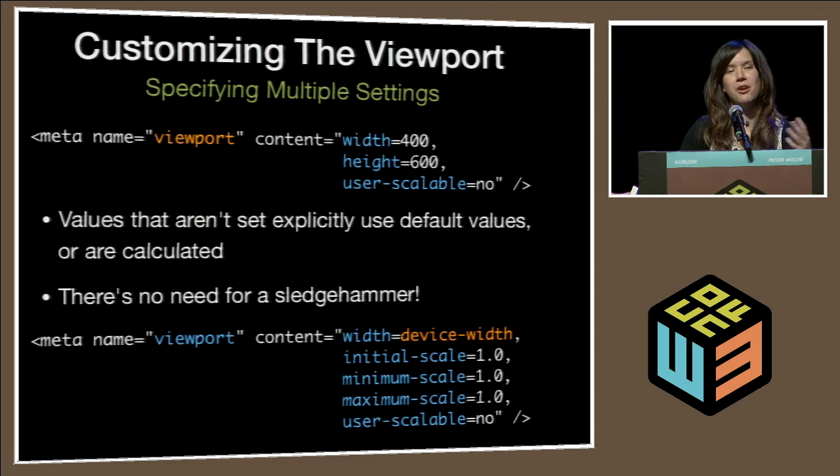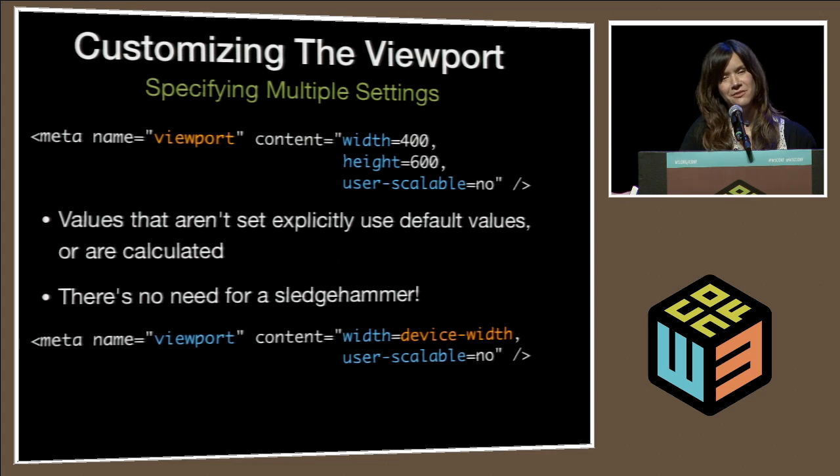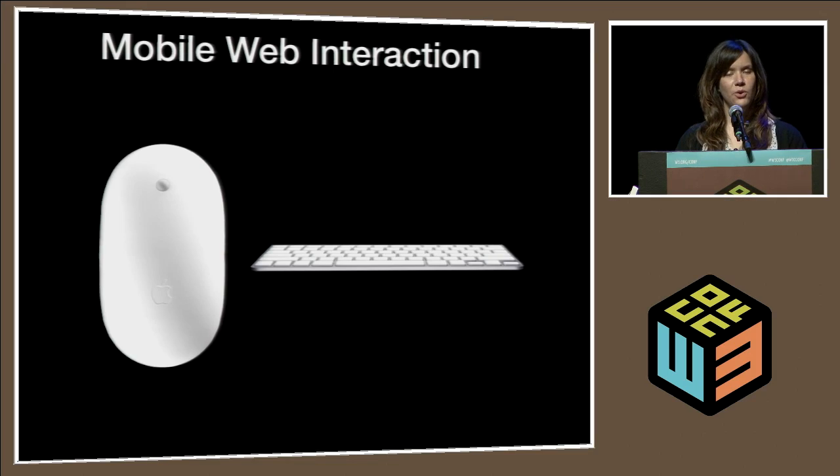This sort of thing will work, but it's probably going to be confusing to the next person who looks at your code. So just try to use your knowledge of how the viewport works and do something simple, like set just device width and user scalable equals no for that particular example. Okay, so that kind of covers how content that's intended for the desktop is translated to a mobile display.